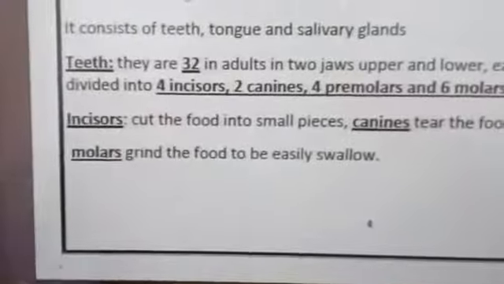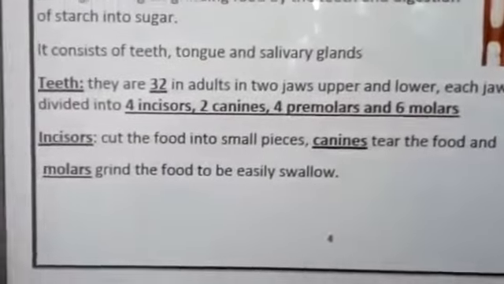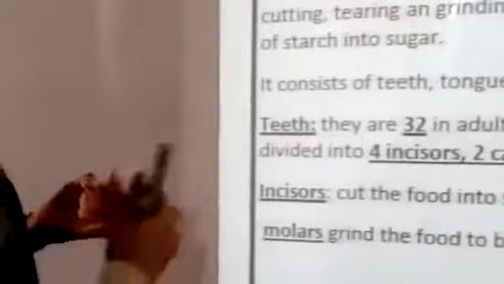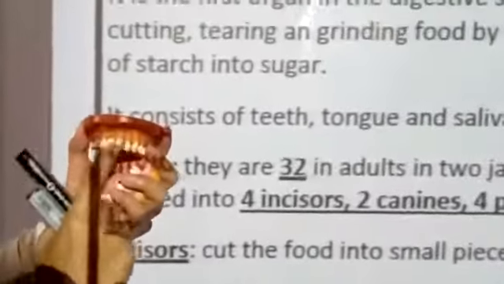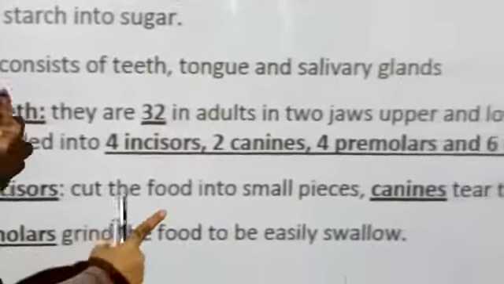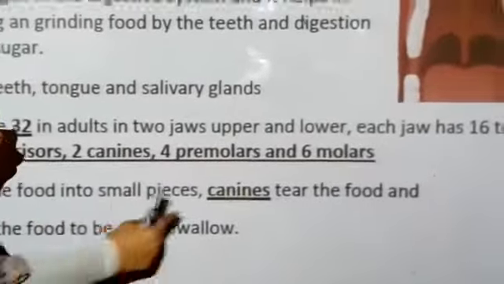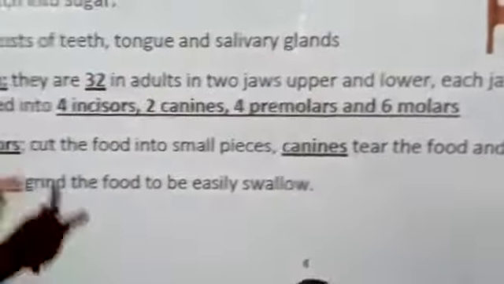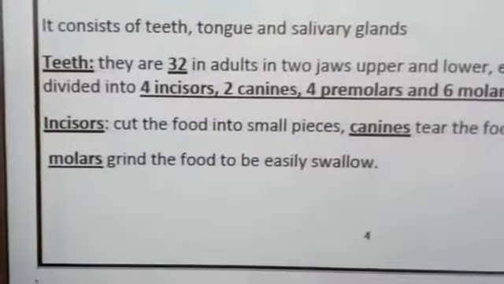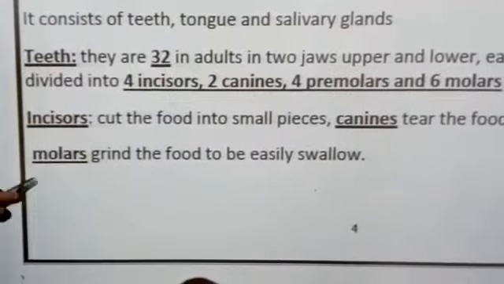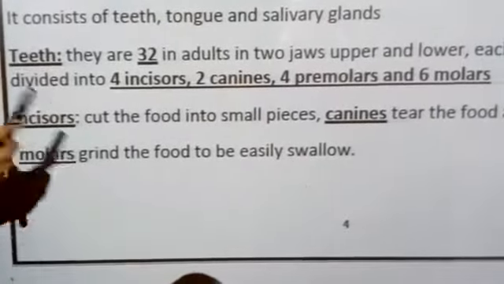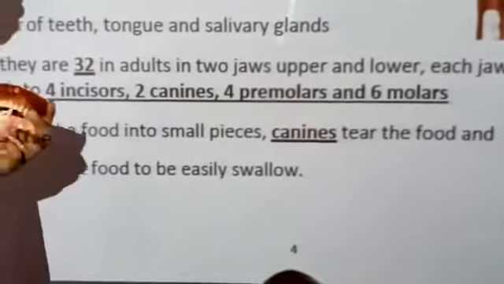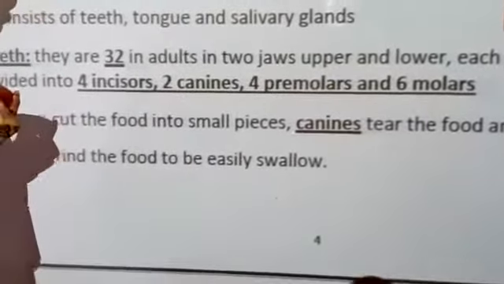What's the function of all the types of teeth? We have incisors. The 4 incisors cut and tear the food into small pieces. What about the canines? The 2 canines here tear the food and cut it into small pieces. What about molars? Premolars and molars grind the food to be very easy in swallowing.